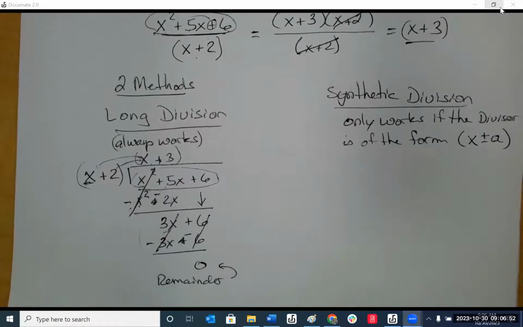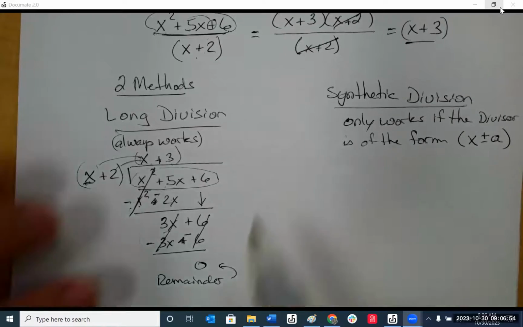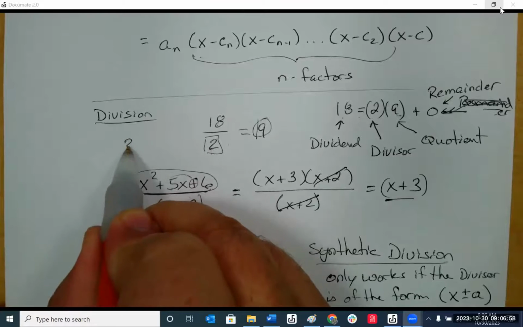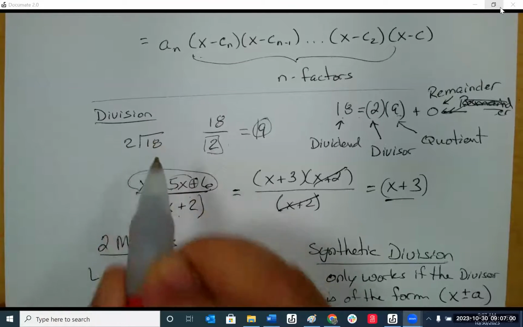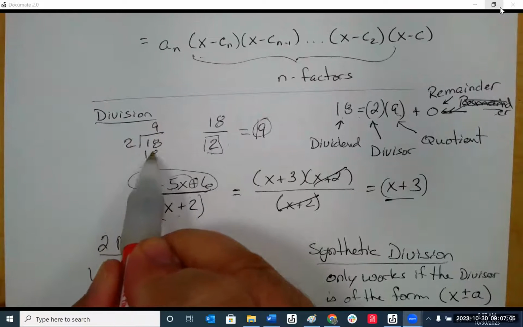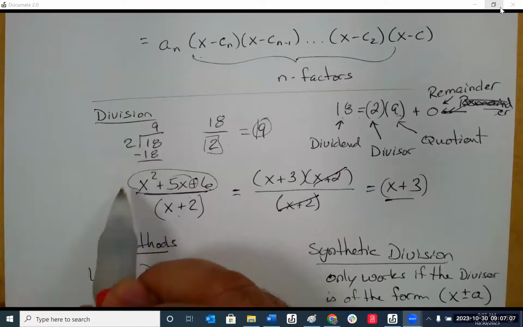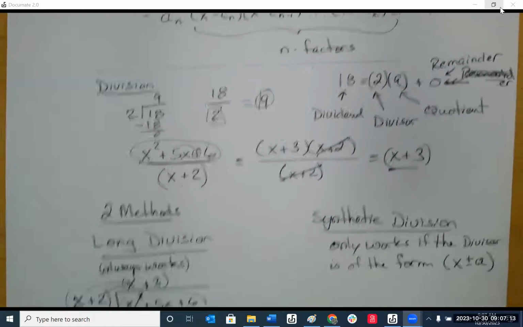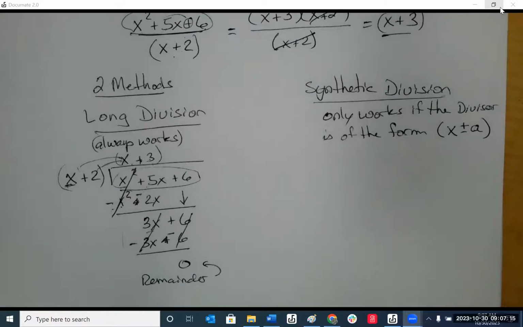It's the same as the long division we normally do. What we would do is 2 goes into 18 9 times. 9 times 2 is 18. Change the sign and add. We have a 0 remainder. It's the same thing we used to do in the old days until calculators took over our brains.